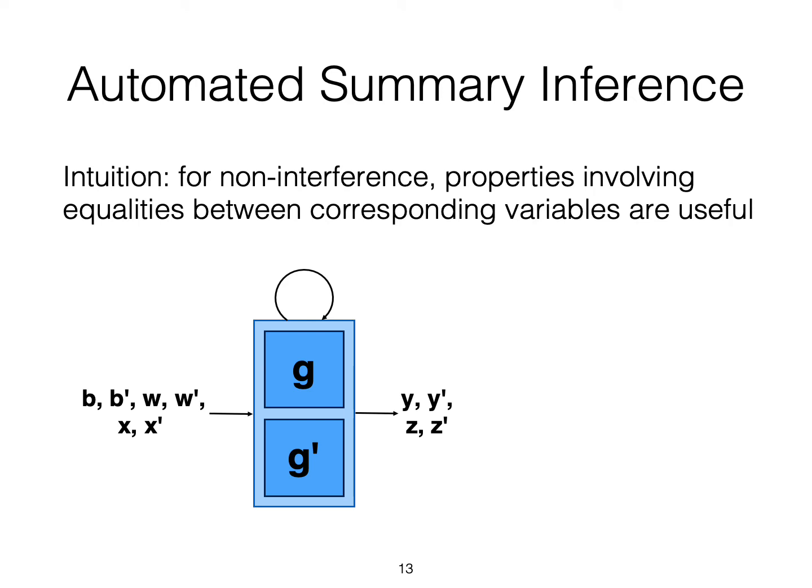So, for example, if we consider this procedure in the modular product program that captures the behaviors of G and G prime, that has inputs B and B prime, the activation variables, as well as inputs W, W prime, X, and X prime, and outputs Y and Y prime, and Z prime, a useful summary that we might want to learn is this one. It contains both activation variables and relates equalities between the primed and unprimed versions of W and Z. Since both activation variables are true here, this corresponds to a relational property of the original procedure G and its copy G prime.